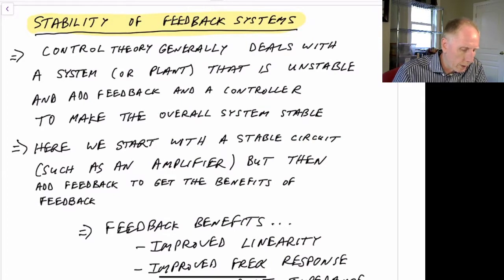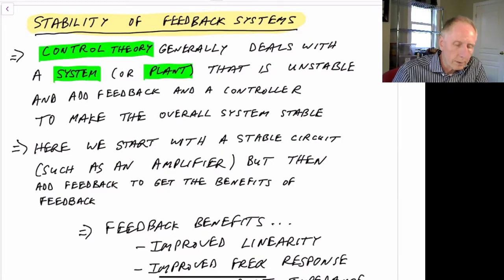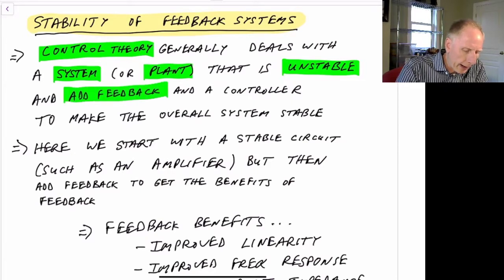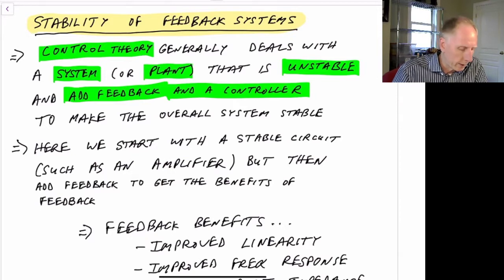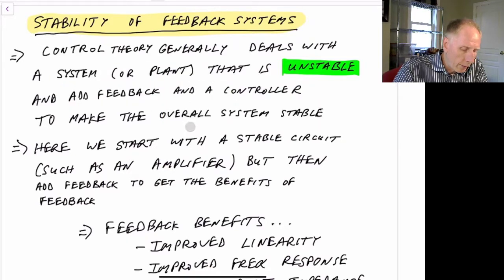And we'll first mention that there's an area of control theory that generally deals with a system, or a plant, as they sometimes refer to it in control theory, the system that starts off as being unstable. And then they add feedback and a controller to this system, and they make the overall system stable. So that's control theory. That's not what we're going to be dealing with.